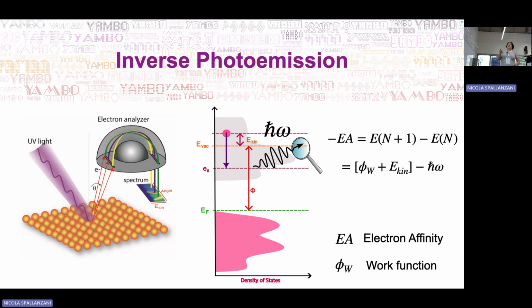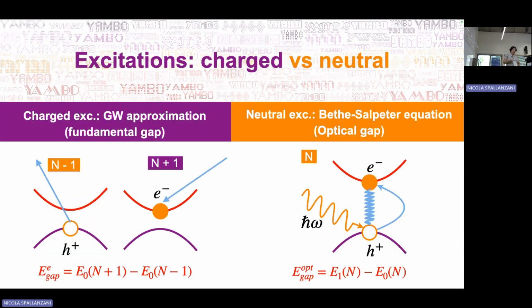In case of the inverse photoemission, we have the same thing. We add an electron that will occupy an excited state of the system, and then when it decays, it will emit light. We can measure this light, and so from the energy of the incoming electron and the light emitted by the system, we can compute this energy difference here that corresponds to the electron affinity.